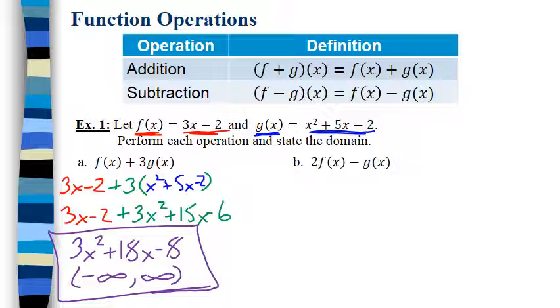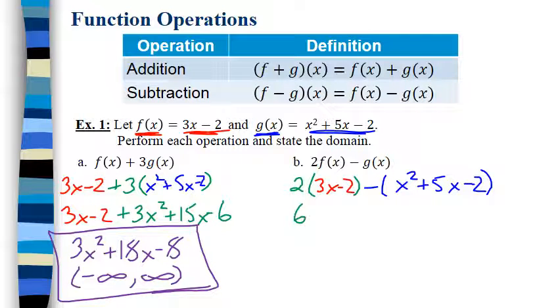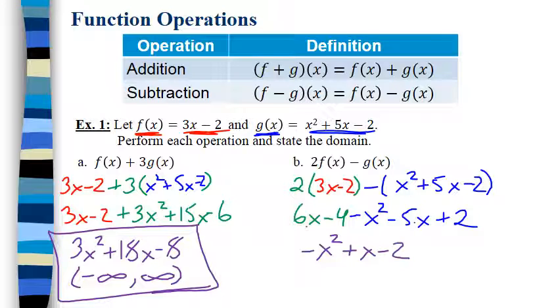And we can do the same thing for b. So 2 times f of x, which is 3x minus 2, and then subtract g of x, which is x squared plus 5x minus 2. And so we distribute the 2, so we have 6x minus 4, and then subtract each term of g of x, so minus x squared minus 5x plus 2, and when we combine like terms, we have negative x squared. 6x minus 5x is plus x, minus 4 plus 2 is negative 2, and again this is a quadratic, so the domain is all real numbers because we can put any value we want in for x.